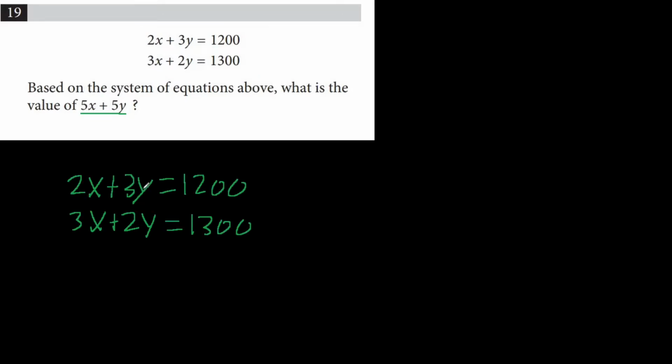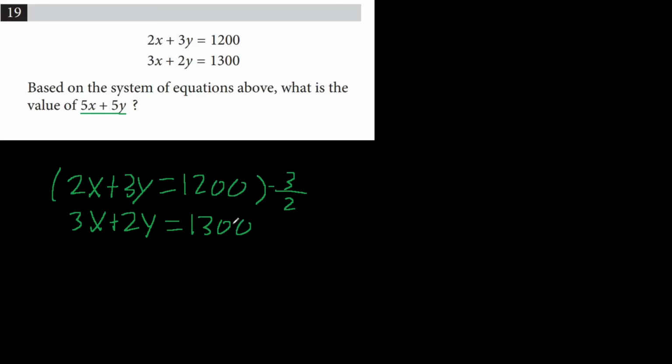Based on the system of equations above, what is the value of 5x plus 5y? If you wanted to solve this normally, you would multiply one of the equations by a number that makes it cancel out with the other one. So if we did this normally, you would have 2x plus 3y equals 1,200, and 3x plus 2y equals 1,300. To get the 2 to cancel out with the 3, you would divide by 2, multiply by 3, and make it negative. And you could do that and keep going, but that would take forever.